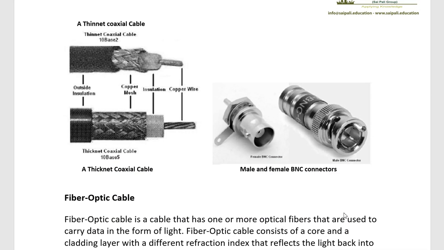And this is how it looks. The thin net coaxial cable, where you can see the outside insulation. Thin net and thick net are both the same. First you have outside insulation, then you have copper mesh, then again insulation, then you will get the copper wire. Both thin net and thick net are the same, only the thin net is smaller than the thick net.